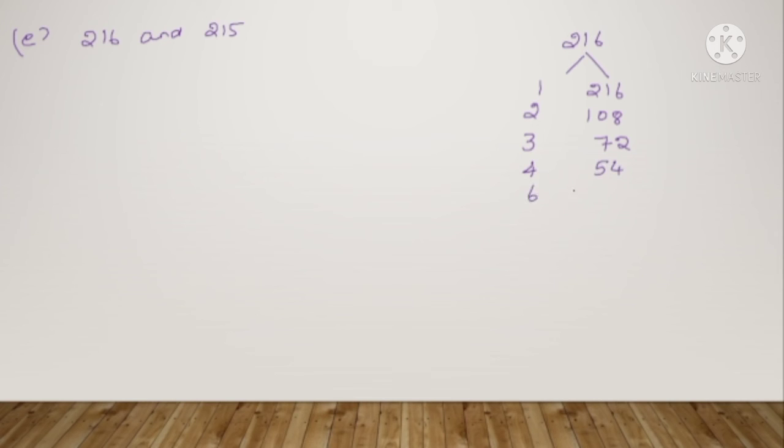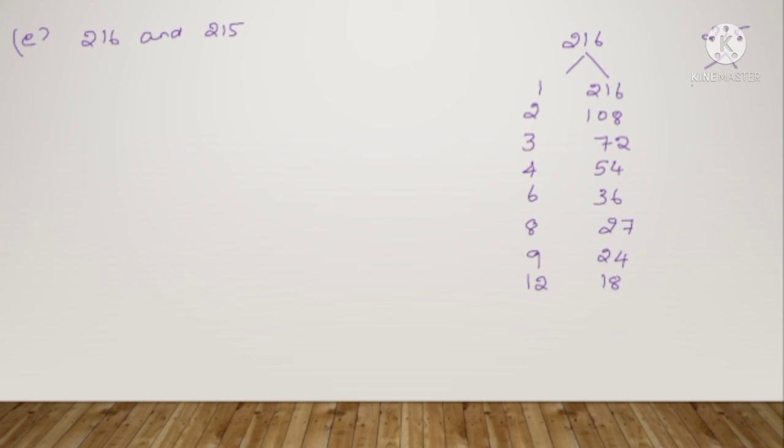4 into 54, then with 6 tables, 6 into 36, and then with 8 tables, 8 into 27, then 9 tables, 9 into 24. After that with 12 tables, 12 into 18. Now let us write down all the factors.